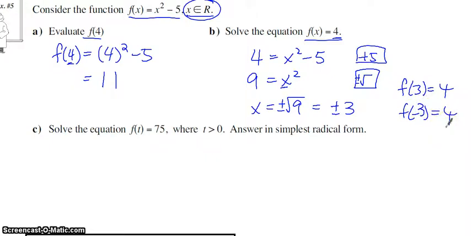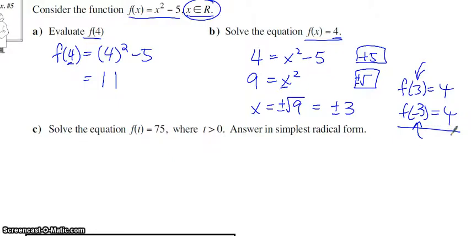Is this a function, you may ask? Every input has only one output. The outputs are the same here, but it is still a function, because for input 3 the output is 4, and for input negative 3 the output is 4. For each input, there's only one output. No one said the output can't be the same. But for each input, you cannot have more than one output. So it is still a function. And if it's a function, you can use function notation.